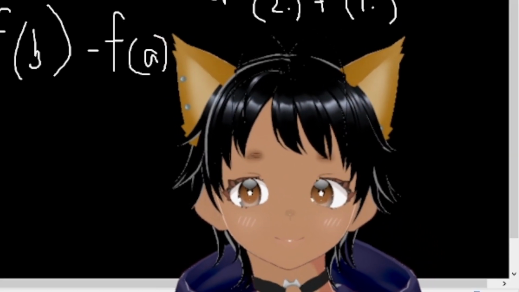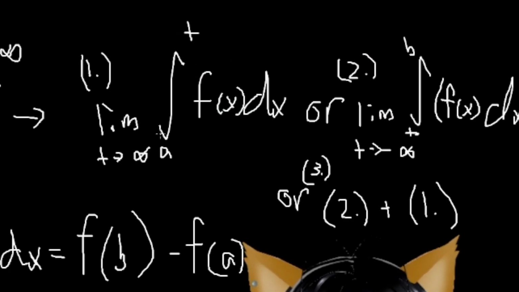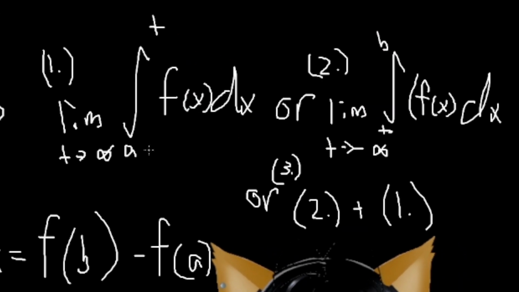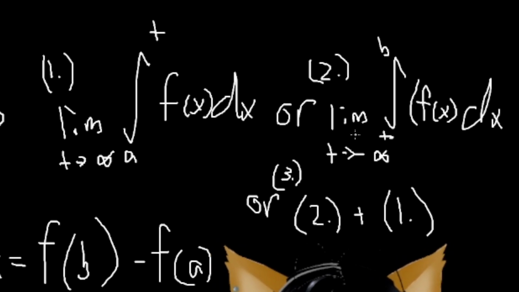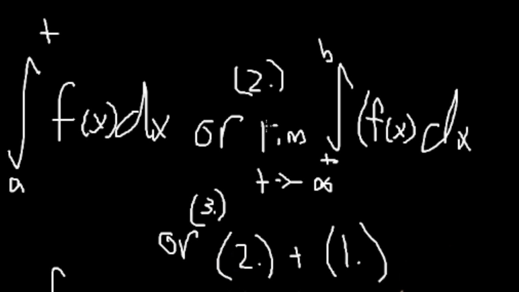The limit, where t goes to infinity, of the integral from a to t of f(x) dx. For negative infinity, it's the limit as t goes to negative infinity. Basically, it's the same thing as the first limit that I talked about, but just switch positive to negative.